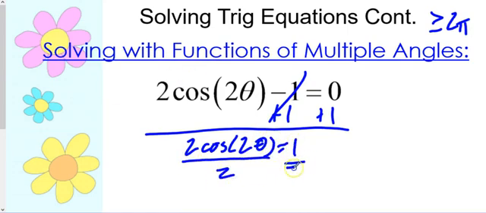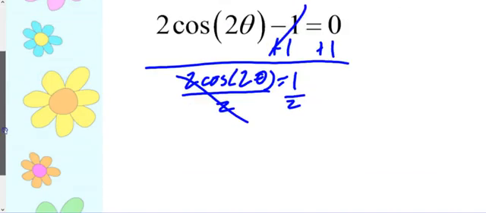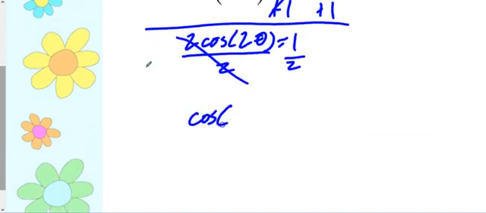Divide by 2. That gets us cosine of 2 theta equals 1/2. Now, right now we're just going to pretend like it's a normal theta. You could call it x, y, whatever, and say, okay, for what angles is that true? And we're going to set that up.